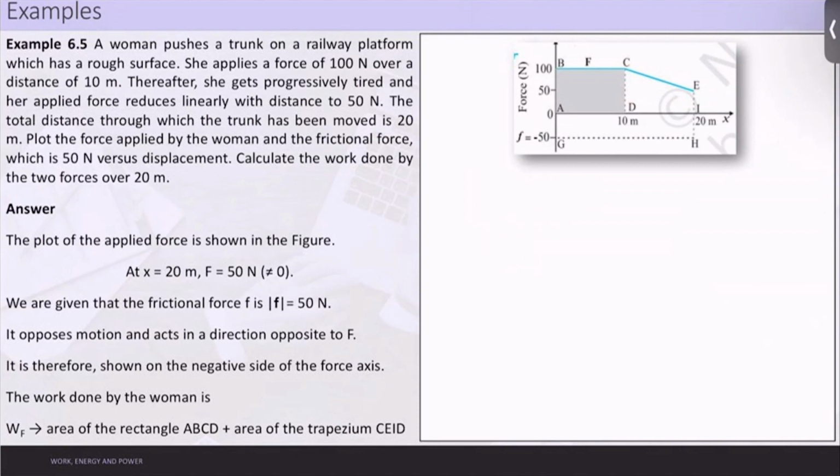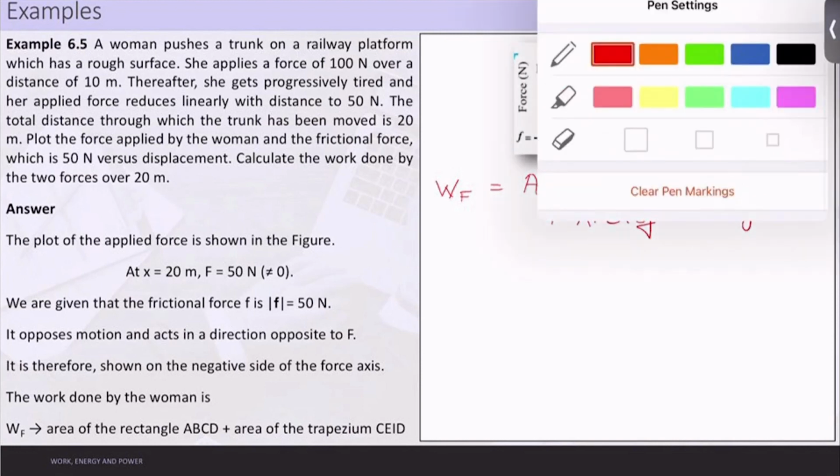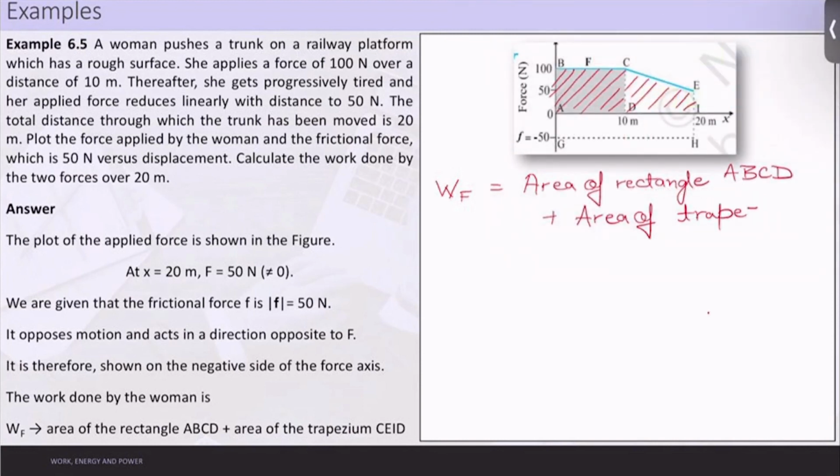As you can see clearly, what is the complete area? It is this area plus this area, correct? So let me write. The work done due to force is nothing but the area of rectangle ABCD plus the area of, not a rectangle, it's a trapezium now, the trapezium CDIE, let us suppose.